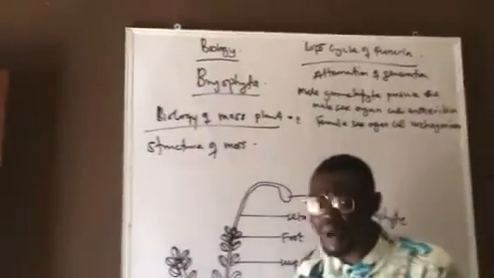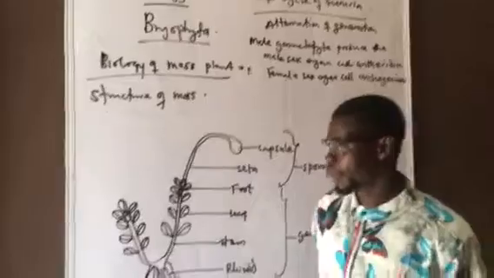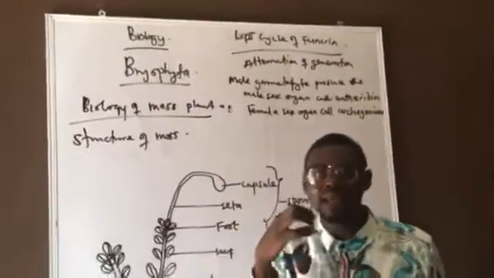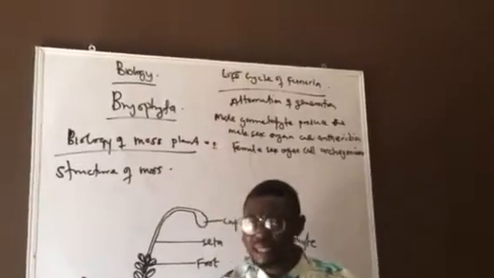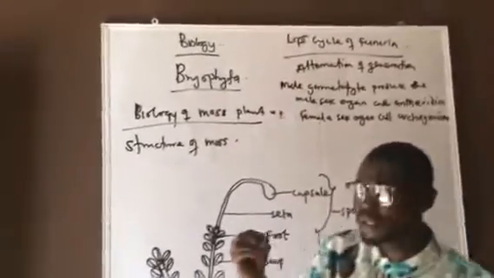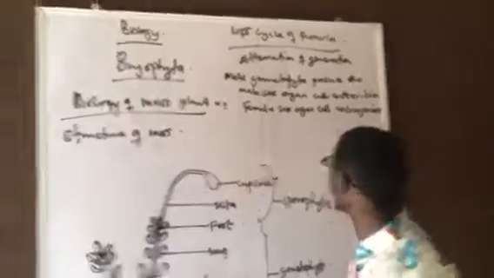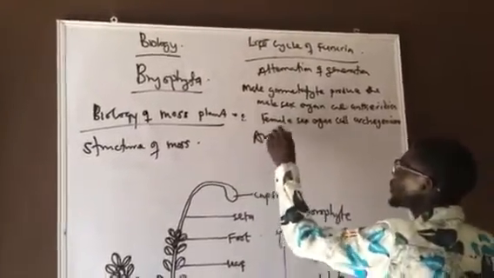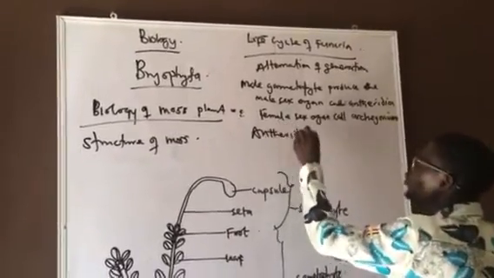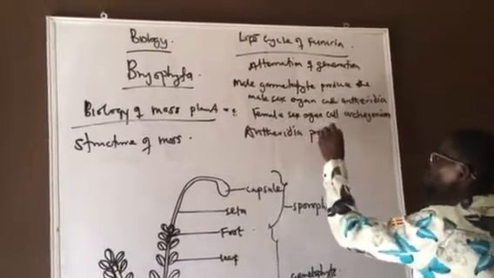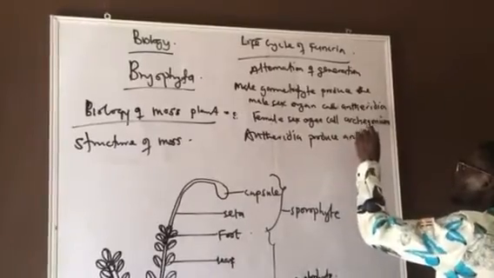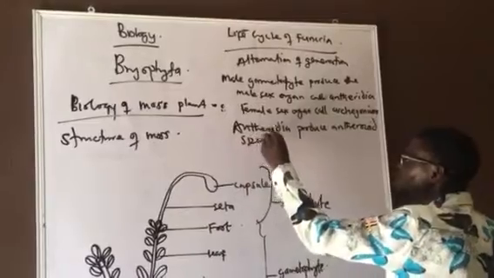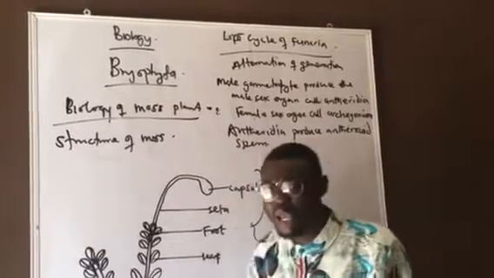So that is the part that produces the gamete. The antheridia is the sex organ that produces the gamete. Antheridia produce the male gamete, which is called the antherozoid, or the sperm. The antherozoid is the male gamete.